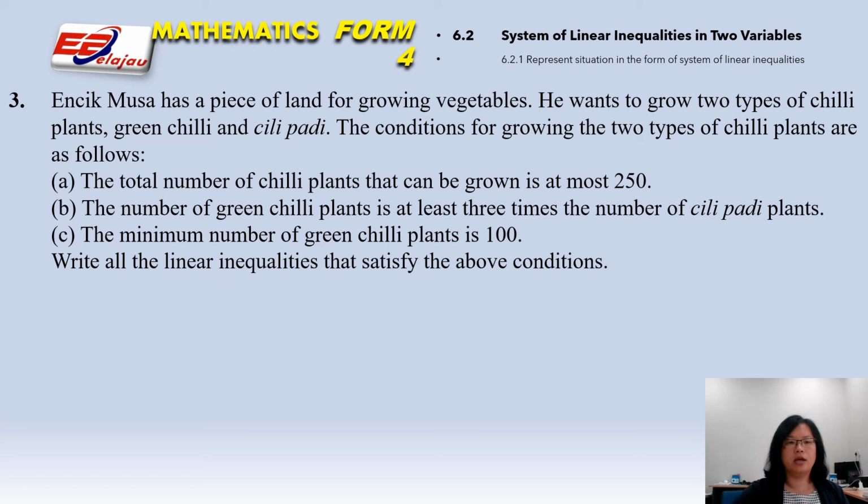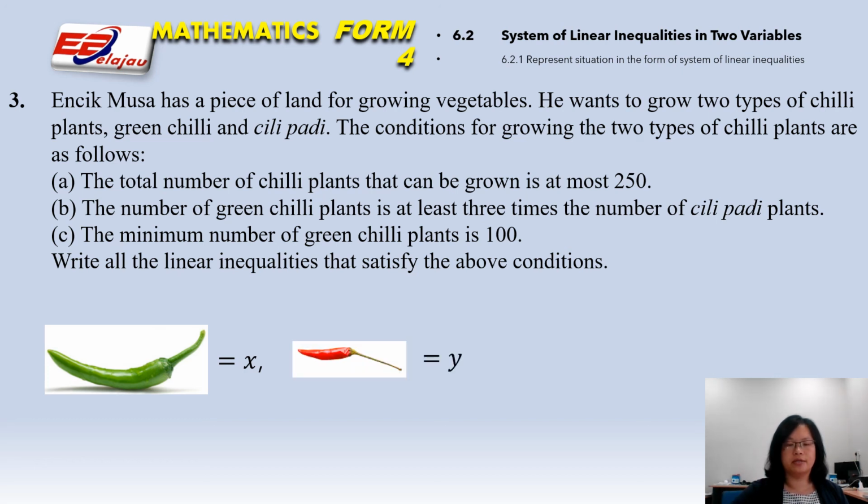Question number 3. In this question, it is related to plants, that is green chili and chili padi. But the question did not assign any variable for green chili and chili padi. Before we start to write the linear inequality for each condition, we can define green chili as variable x, or any other variable that you like or prefer. Then I also assign chili padi as variable y.